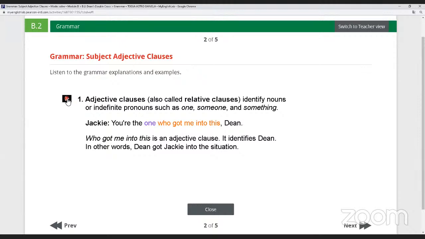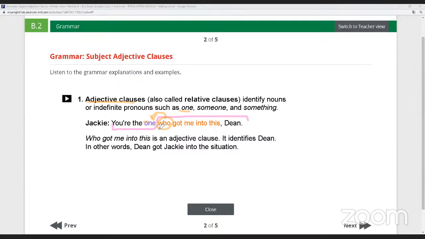So let's take a look. You are the one. Until this part, we identify the first clause. You are the one. Okay, so we have another clause. First clause, second clause. Then in the middle, we find who. This who is the adjective clause. The adjective clause is going to help me to identify my pronoun. It could be the noun or an indefinite pronoun. In this case, who is making reference to one. Don't forget it. This is an indefinite pronoun.